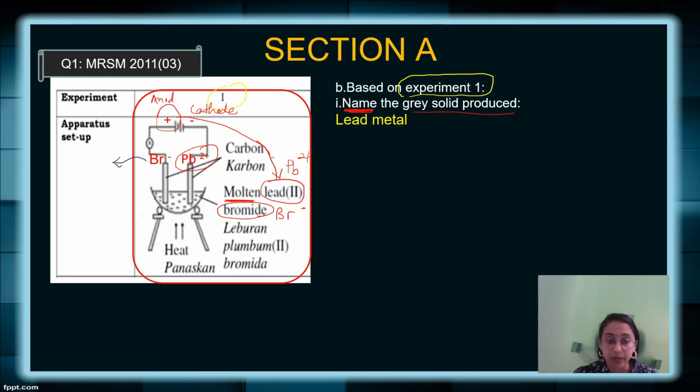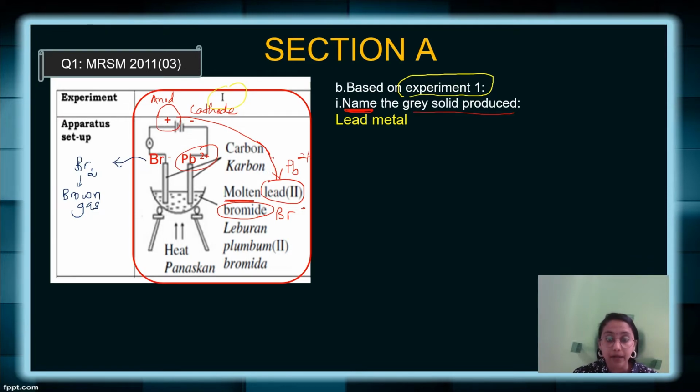Right now, if you look at the anode, the bromide ions are attracted to the anode. When bromide ions discharge, they will form bromine gas. Bromine gas will be a brown gas. The observation will be brown gas. The name of the product will be bromine gas.